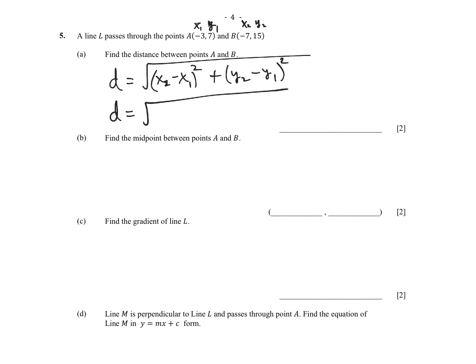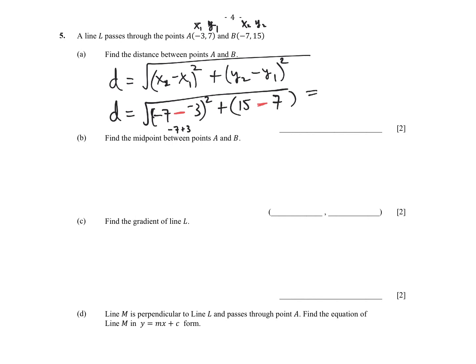So x2 is negative 7, and then minus, right? I'm actually going to put those in there already. Minus, and then x1 is negative 3. So you've actually got negative 7 minus negative 3, which we know is going to be negative 7 plus 3, right? Plus, and then y2 is 15, and y1 is 7. That's not so hard because those are positive numbers.